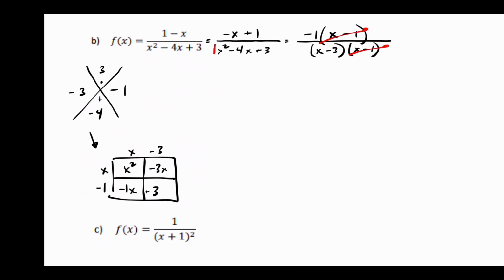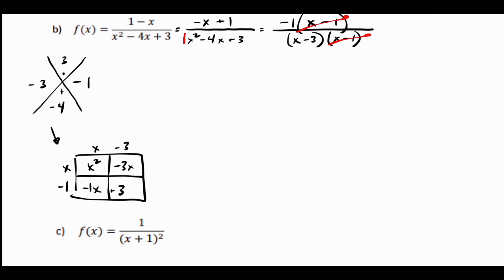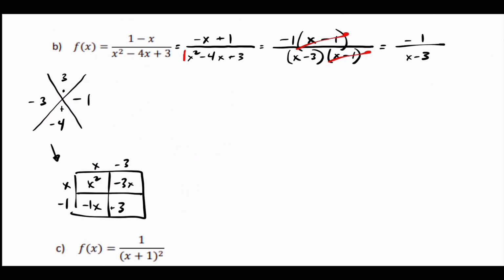So again, I'm not concerned about it, but that means there's a hole at +1. There's a hole at +1. Not really my concern right now. I'm just looking for vertical asymptotes. So let's rewrite it after it's been factored. I have -1 on top, x minus 3 on the bottom now.